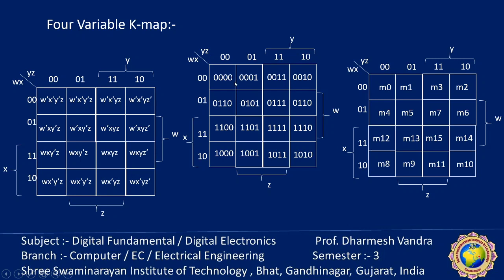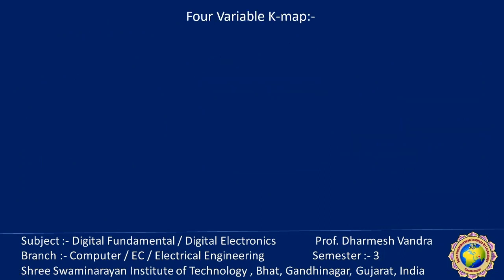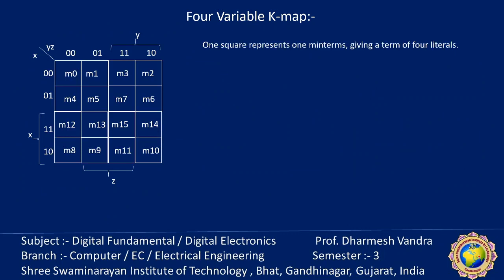Suppose the example is M0 and M2. These also can make a pair, because here it is 0000 and the last is 0010. The second last bit differs, so we can make an adjacent pair for this. In a 4-variable K-map, one square is represented by one minterm.